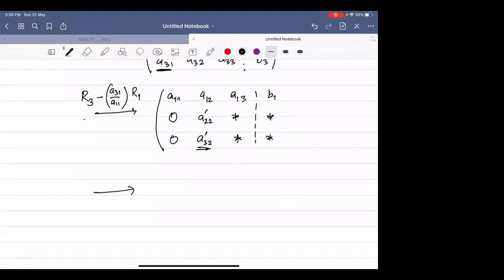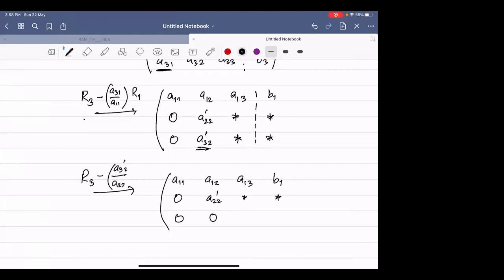Now what will you do? You have A11, this one as it is, B1, this one is as it is. Here you got 0, here you got 0. Here you have A22 prime, something here, something here. Now you want 0 here. So for that we will do R3 minus A32 prime by A22 prime times R2.